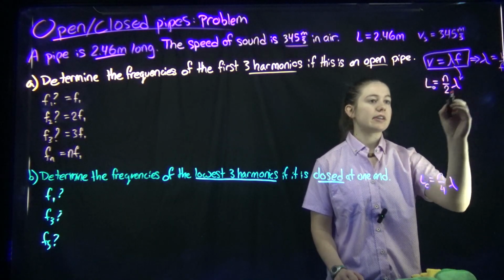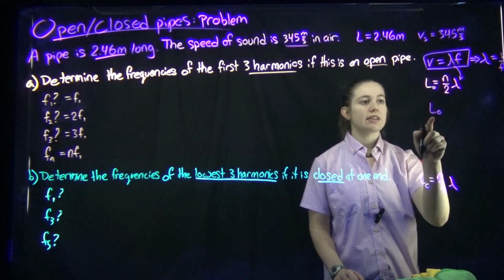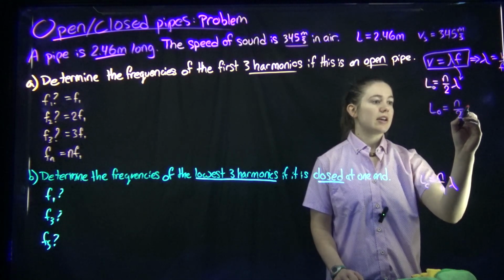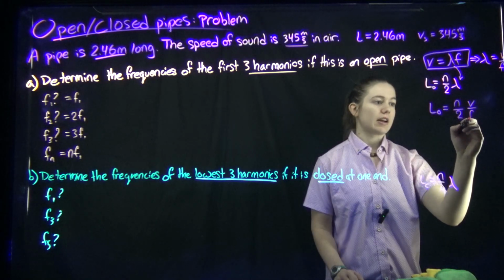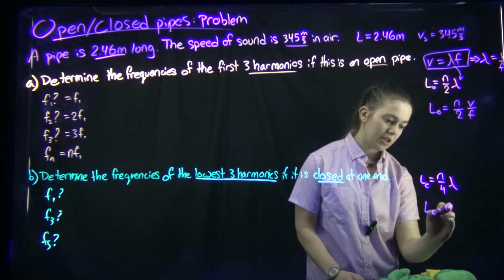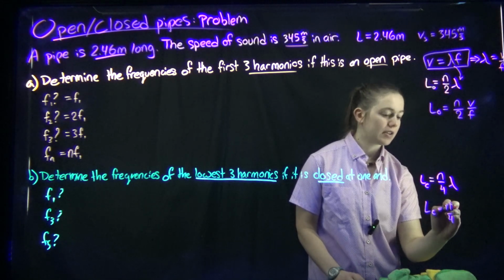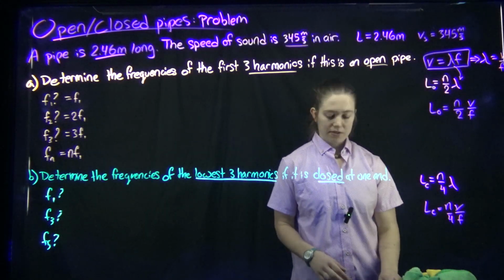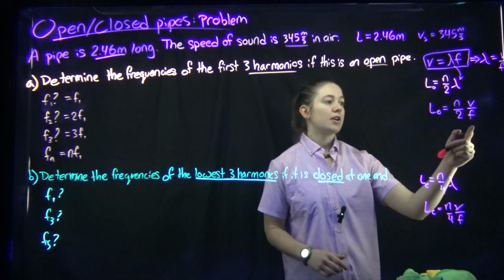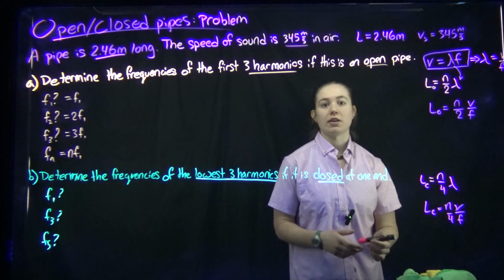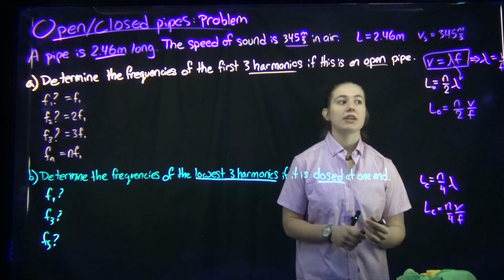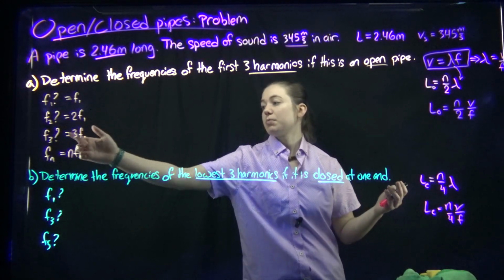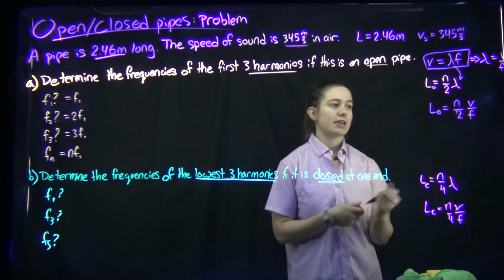If we put that in here, we get the length for an open pipe is n over 2 times v over f, and for a closed pipe, n over 4 times velocity divided by frequency. Right? So these will give us our frequencies for each of these. So we can find F1 first and then multiply by our n's, which is probably going to be the easiest.